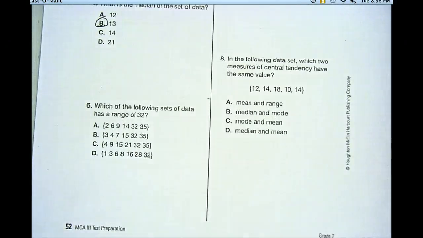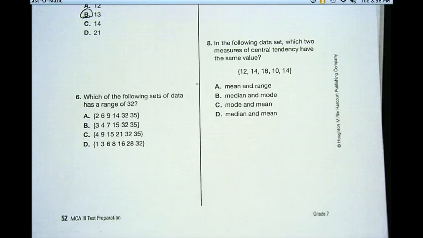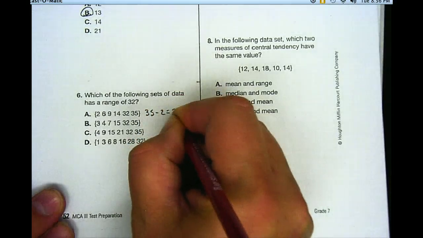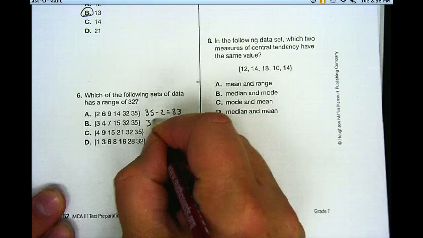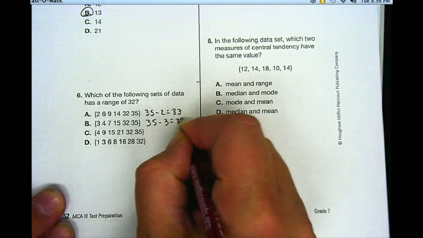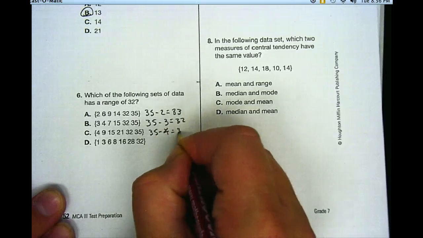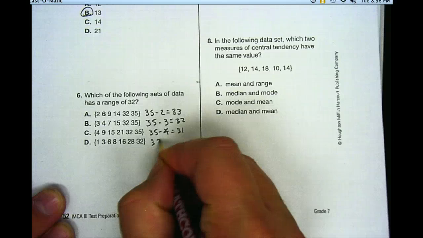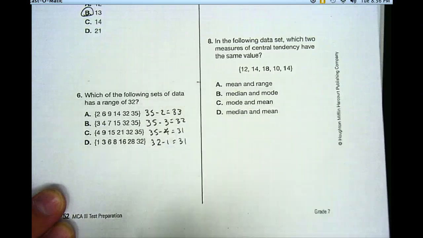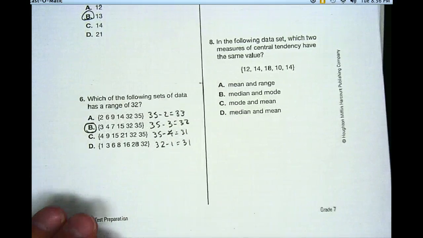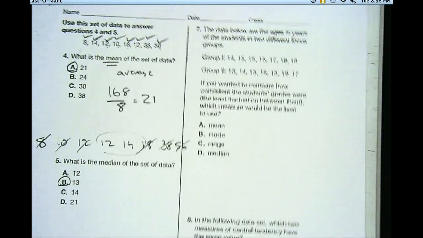Okay, number 6. Which of the following sets of data has a range of 32? So I find the range of each of them. Well, this one's 35 minus 2, or 33. This one is 35 minus 3, or 32. This is 35 minus 4, or 31. And this is 32 minus 1, or also 31. So the one with the range of 32 is going to be letter B, for number 6. Okay, 2 more to go.